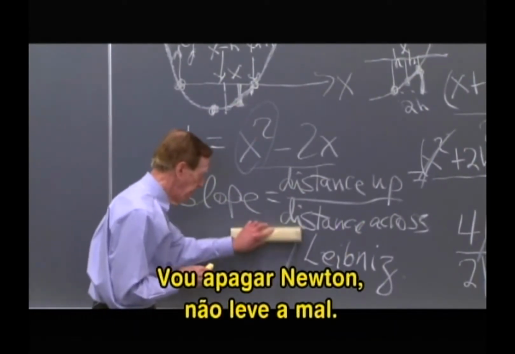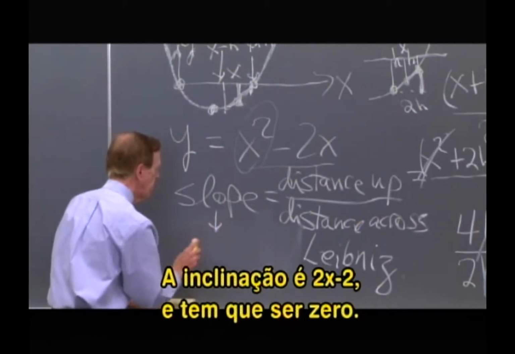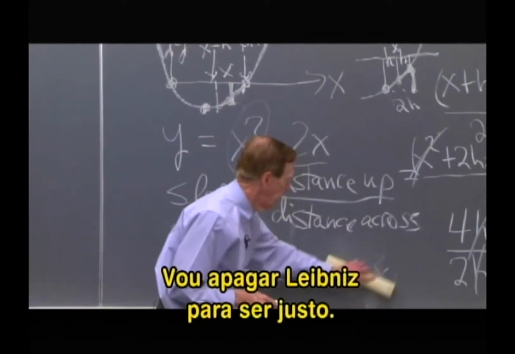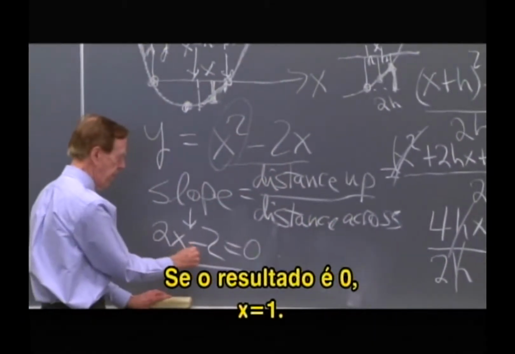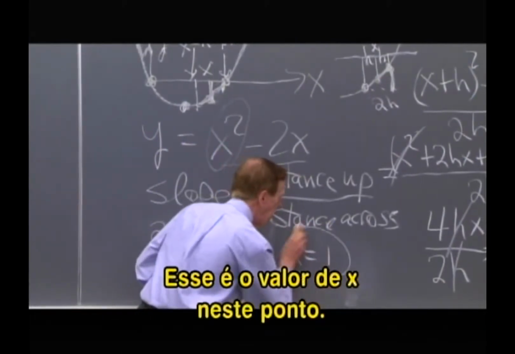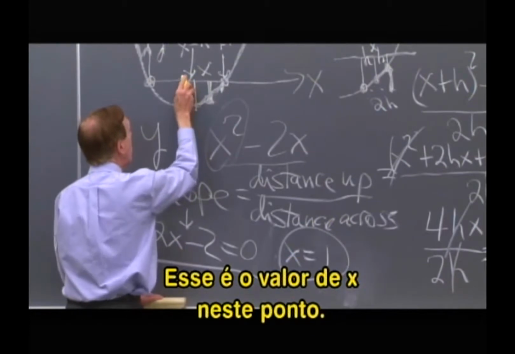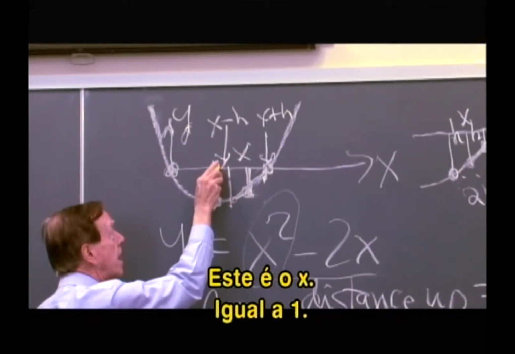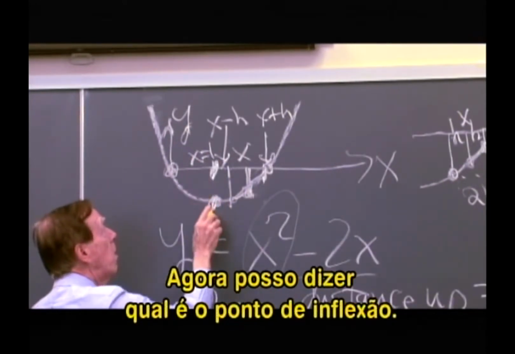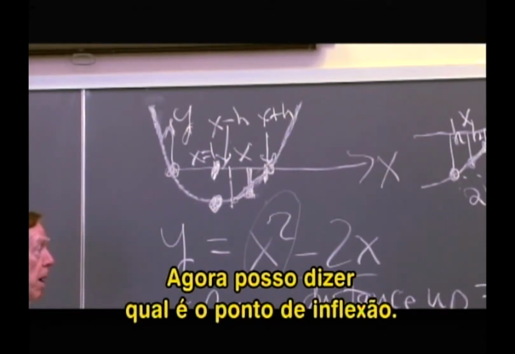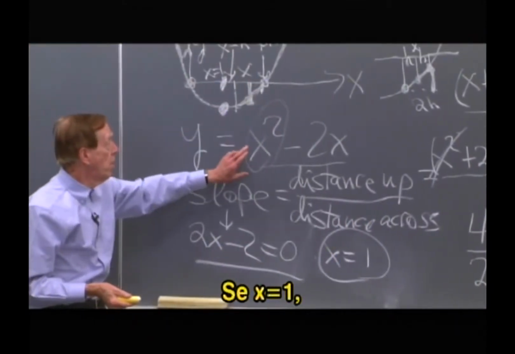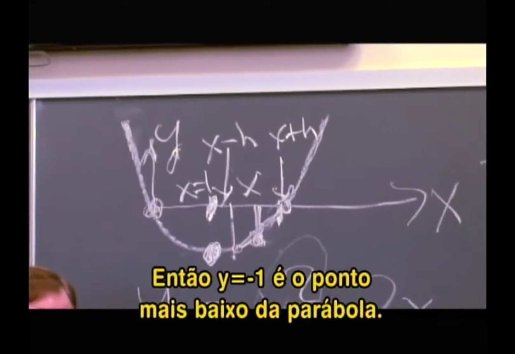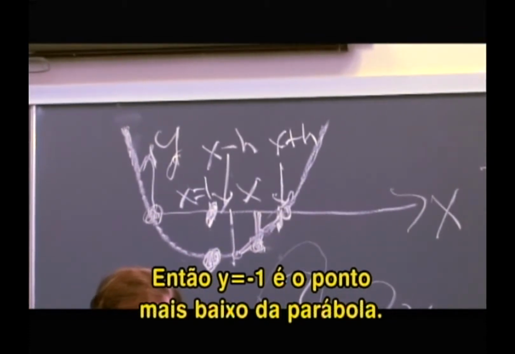I'll erase Newton, no offense. The slope is 2x minus 2, and I want that to be 0. I'll erase Leibniz to be fair. That 0 is at x equal 1. X equal 1 is that value of x, where now I can say, what is the bottom value? The bottom value at x equal 1, y is 1 minus 2. It's down 1. So y equals minus 1 is the minimum of that parabola, that graph.